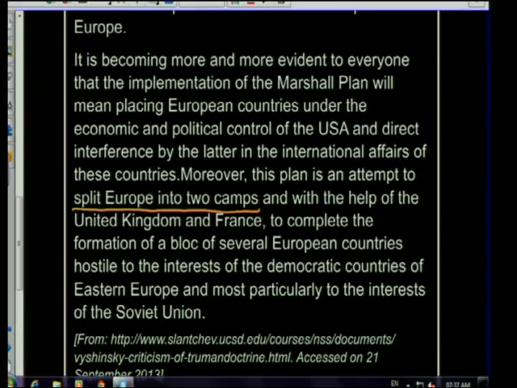And with the help of the United Kingdom and France, that means their allies, to complete the formation of a bloc of several European countries hostile. Okay, they're saying that these countries are hostile to the interests of the democratic countries of Eastern Europe, and most particularly the interests of the Soviet Union. So we looked at the first source by the United States president, and this one is by the Russian. And already you can see how both these sources are biased.